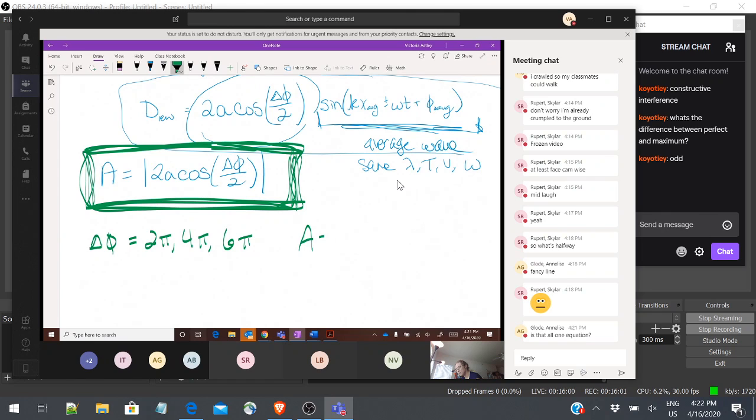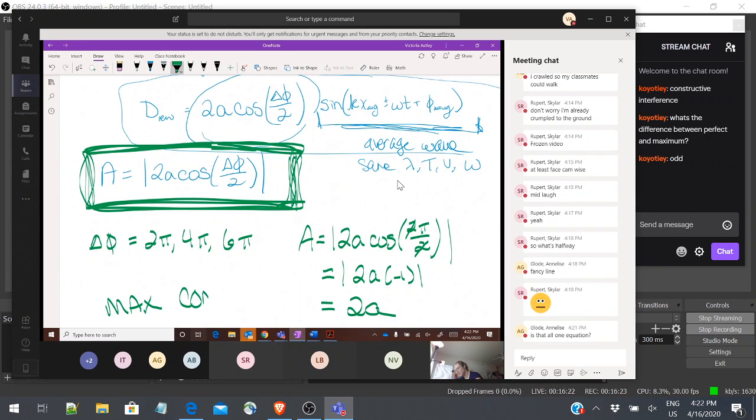If we think about what happens if we plug that in, cosine of, let's say, 2 pi over 2. What is the cosine of 2 pi over 2? Well, that's the cosine of pi. Cosine of pi is -1. Absolute value of that is 2a. Max constructive interference.